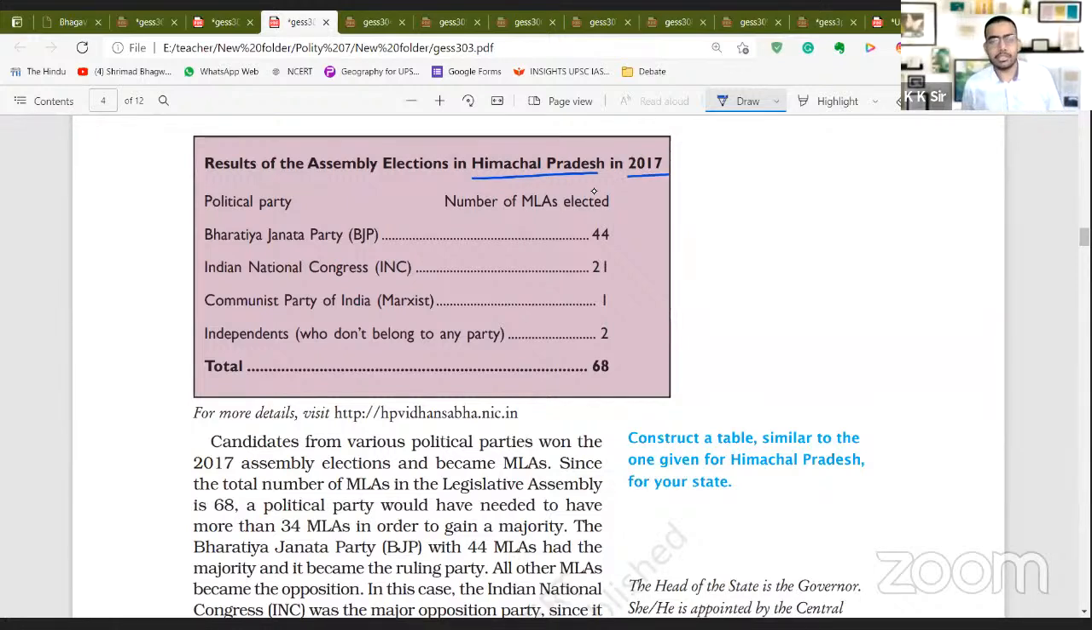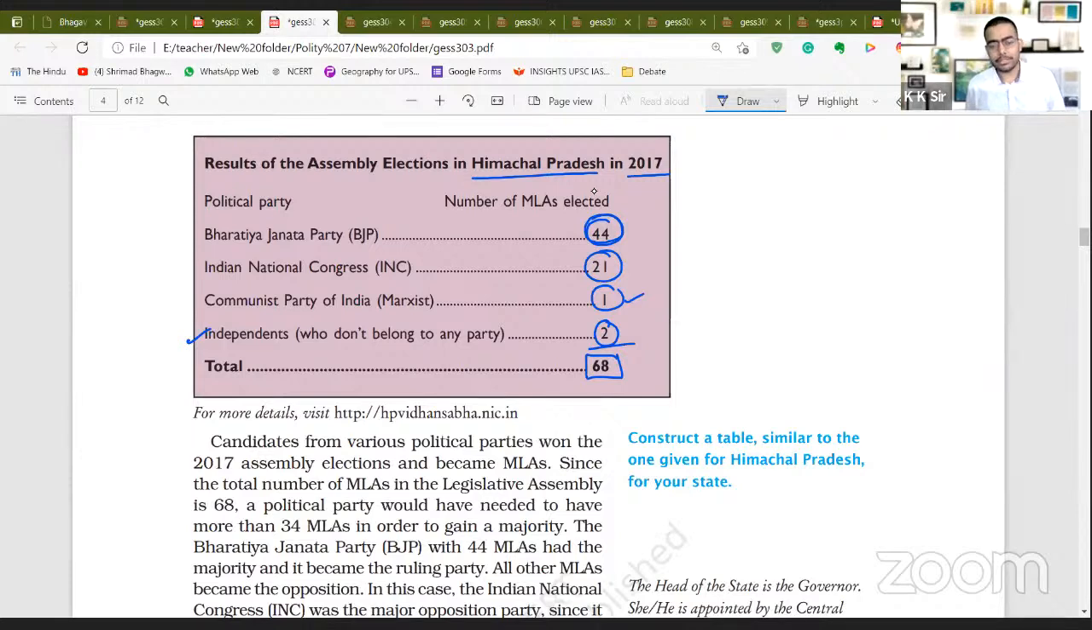In 2017, such an election happened, and in that BJP won 44 seats, Indian National Congress won 21 seats, Communist Party of India, Marxist, won 1 seat, and independents, those who have not fought from or been supported by any party, are called independents. They won 2 seats, total 68 seats. Now here you can see clearly that BJP won 44 seats.